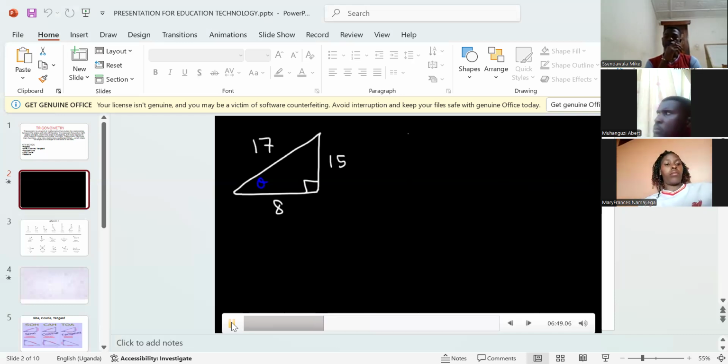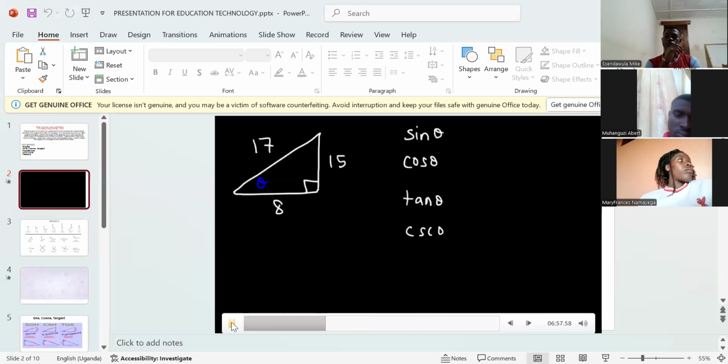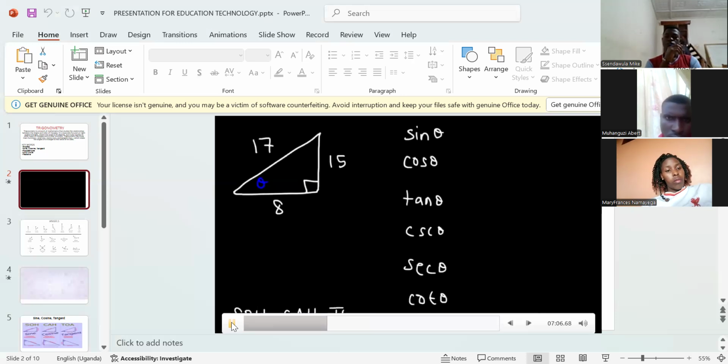So now, go ahead and find the value of sine theta, cosine theta, tangent theta, and then cosecant theta, secant theta, and cotangent theta. So using SOHCAHTOA, we know that sine is equal to the opposite side divided by the hypotenuse. So let's label all the 3 sides. 17 is the hypotenuse, 8 is the adjacent side, and opposite to theta is 15. So opposite over hypotenuse, this is going to be 15 divided by 17. So that is the value of sine theta.